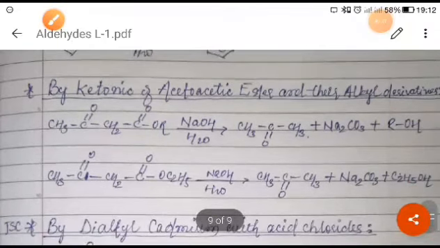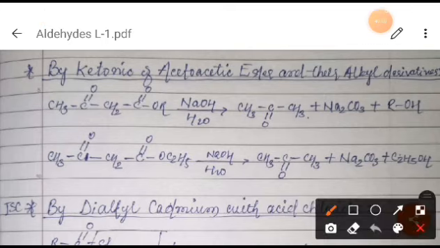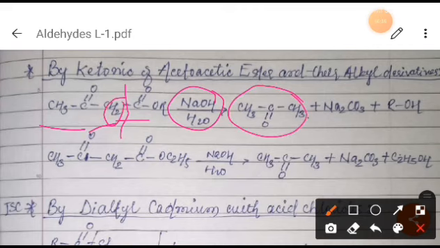Now next is the ketonic hydrolysis of acetoacetic ester and their alkyl derivatives. This is also very easy. By looking at it, it seems very confusing, but it is also very simple. As you can see, what we are using here is CH3COCH2COOR. In presence of NaOH and H2O, it is breaking from here, it is breaking from here, right? So in place of this H2, CH3 came, as you can see, and this will come out here and here.